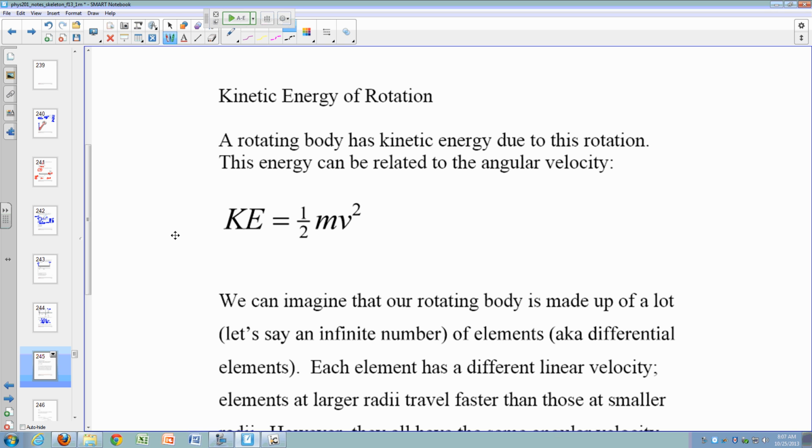So as I said, Chapter 8 is really a compilation of all the chapters that we've done so far. So before we did energy, before we did momentum, we're going to see all that stuff in a rotational frame. So for the kinetic energy of rotation, if you remember, with kinetic energy, we had kinetic energy equal to 1/2 mv squared.